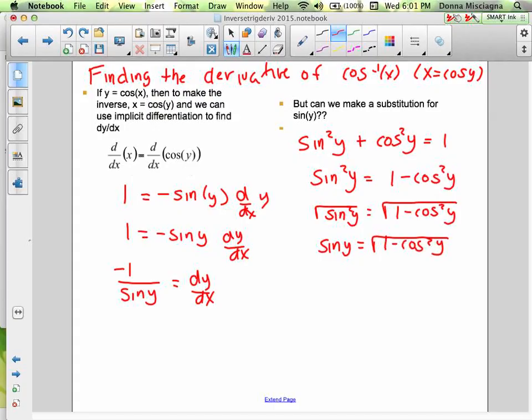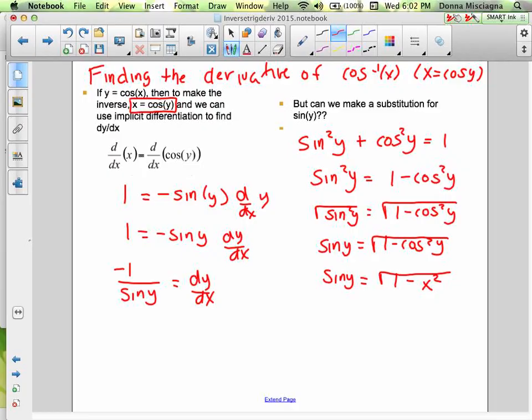And maybe you're thinking the same thing. That's even worse than sine y was. The square root of 1 minus cosine squared y. What are you thinking, Ms. Mishagna? Except, I know one thing. I know x equals cosine y. So if x equals cosine y, conversely, cosine y equals x. And wherever I see a cosine y, I can replace it with x. And if I have a cosine squared y, of course I replace it with x squared. So now we have sine y equals the square root of 1 minus x squared.